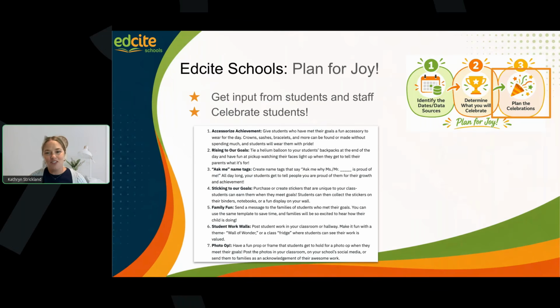And then the last one that I'll just name here is a photo op. It can be really fun to have a prop like a frame or a place in the classroom where kids stand, where you take a picture of students for meeting certain goals. And it becomes a tradition in your class after unit exams, maybe even exit tickets, benchmarks, where students get to take that picture with that prop. And then some schools have taken it to the next level where those pictures get posted to social media or emailed to the parent, just to share that celebration.